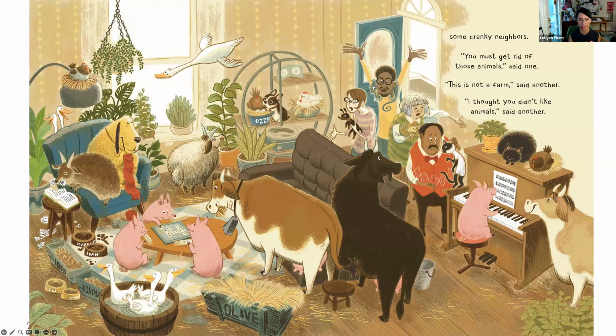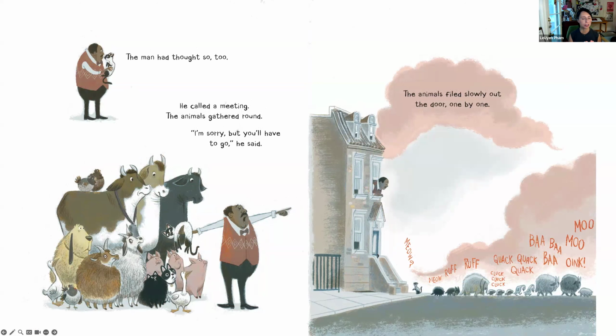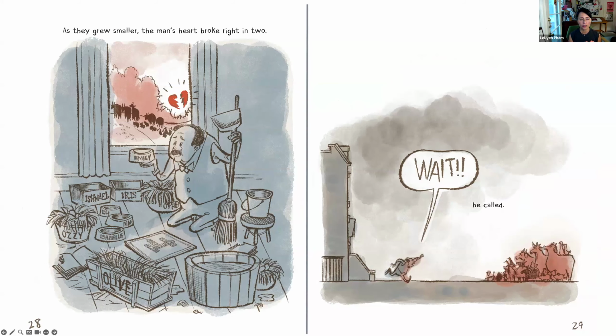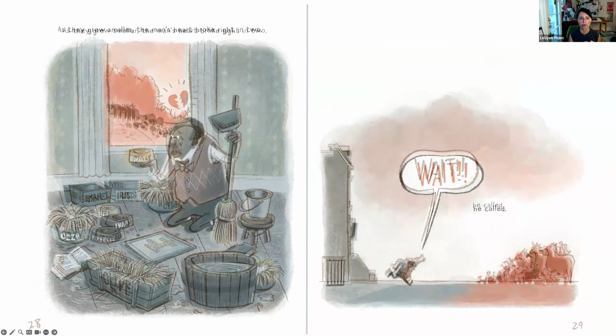The man had thought so too. He called a meeting. The animals gathered round. I'm sorry, but you'll have to go, he said. The animals filed slowly out the door, one by one. As they grew smaller, the man's heart broke right in two.